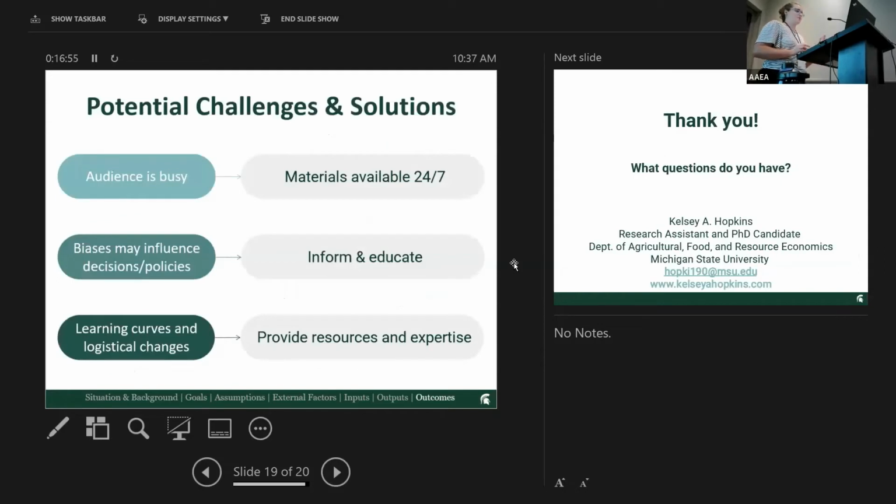As with any program, there are some potential challenges, and I've thought up some solutions. First of all, like any audience, people are going to be very busy. So we're going to make these materials available 24/7 in that variety of different dissemination platforms. Second, we have these racial, cultural, religious biases that may influence decisions and policies that could be presented. So it's going to be our job then to inform and educate the audience members to make sure that they're making these choices with as much information as possible.